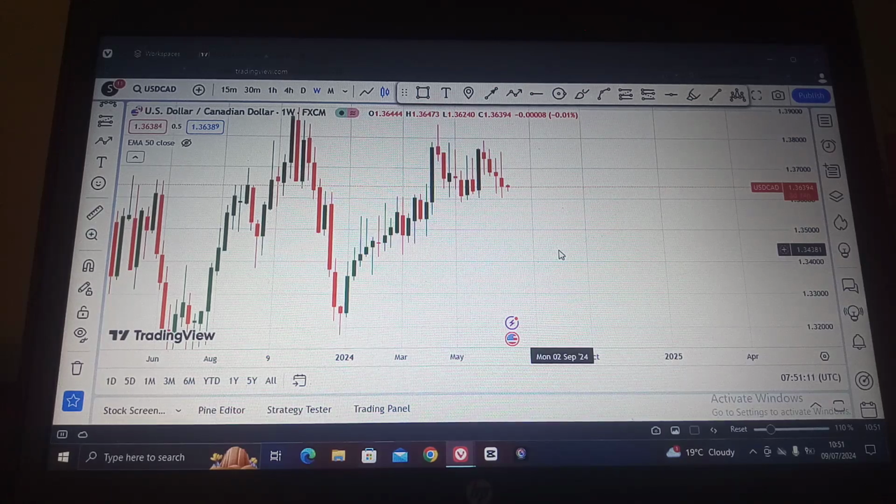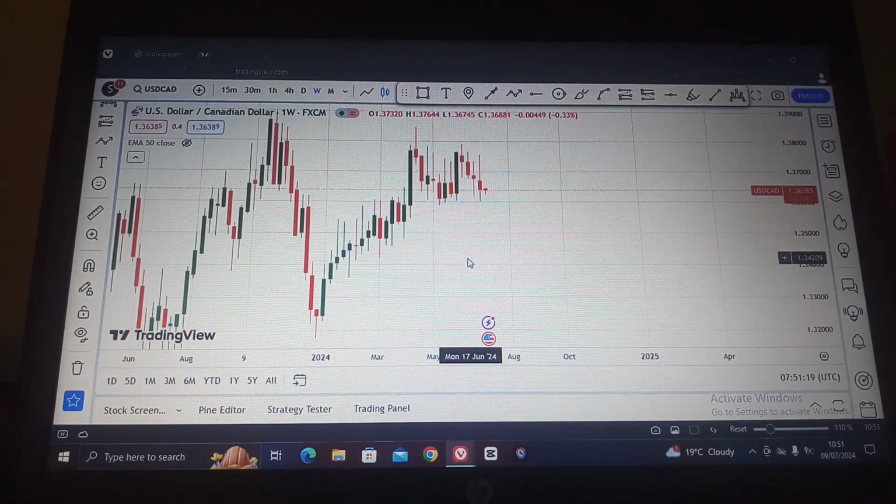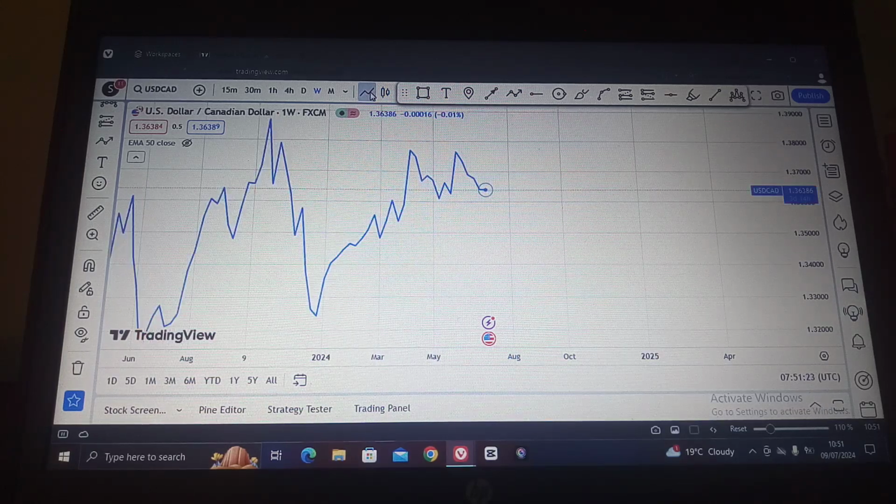In my case, I love using the weekly, the daily, and the 4-hour to know the direction of the market. Then I can use the lower time frame for entry. And this is USDCAD. Let us go to the weekly time frame and see what is happening.